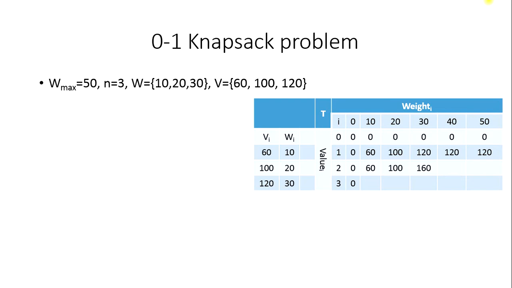That will give us 40 kg, and of course that will give us the value of what? 120 plus 60 is equal to $180. What about $50? What about 50 kg? 50 kg means 20 kg and 30 kg. We take two items, place them in the bag, and the value would be 220. 120 plus 100.